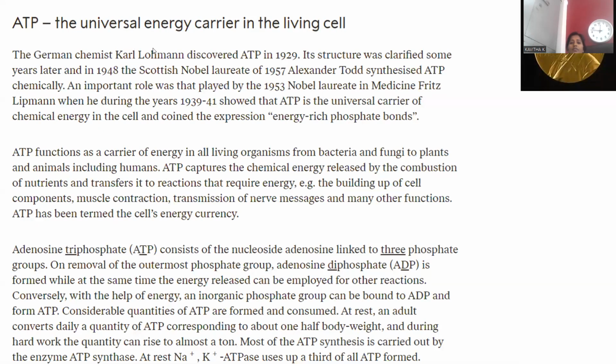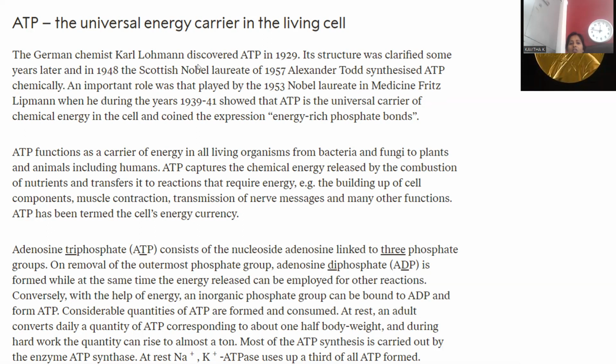ATP, a universal energy carrier in the living cell. ATP is the acronym for adenosine triphosphate. So adenosine is the kind of genetic matter, and triphosphate, three phosphate units, are present there. So ATP is considered a universal energy carrier.